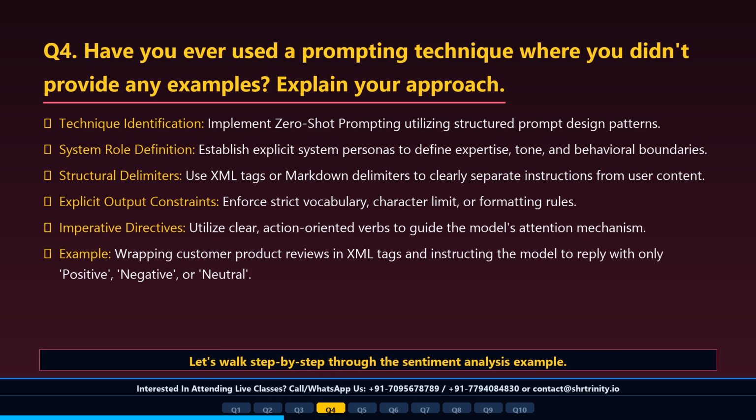Let's walk step by step through the sentiment analysis example. Suppose we process incoming product reviews like, "The camera quality is excellent, but shipping took 2 weeks." In my prompt structure, I enclose the review in XML tags like <review></review>. The instruction explicitly states, analyze the sentiment of the text inside the review tags. Respond with exactly one word from this list: positive, negative, or neutral. Do not include introductory text or punctuation.